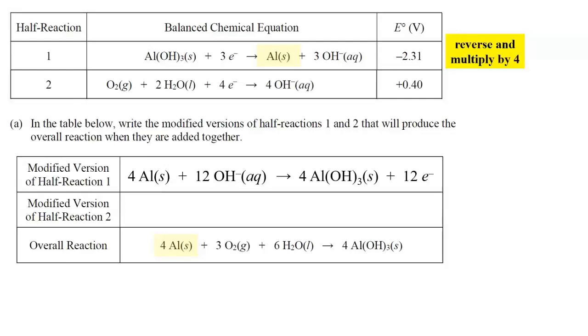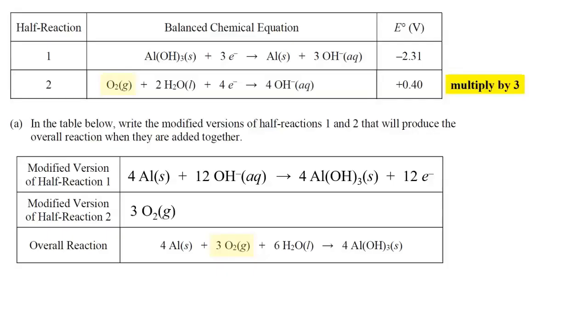Now, moving on to the next reactant in the overall reaction, I see 3 moles of oxygen on the left. And in half reaction number 2, there is oxygen on the left side of the equation, but I need the coefficient to be a 3. So the modification for half reaction number 2 is to multiply each and every coefficient by the number 3. So I have 3 moles of oxygen, and then 3 times 2, that would be 6 moles of water, and then 3 times 4, that would be 12 moles of electrons, and then on the other side of the equation, that would be 3 times 4, so 12 moles of hydroxide ions.